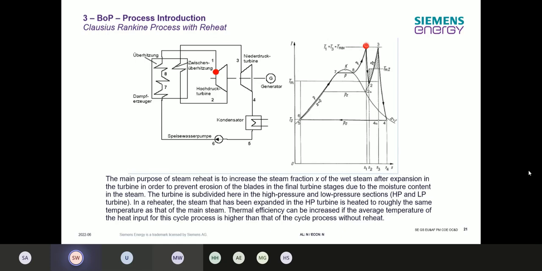From there, we have the expansion through the HP turbine. Getting through the HP turbine, our steam temperature will decrease to a certain value, probably 300, 350 degrees. And we're sending the steam back into the boiler. So we're getting here a certain amount of reheating. The reheating has happened to the maximum temperature.